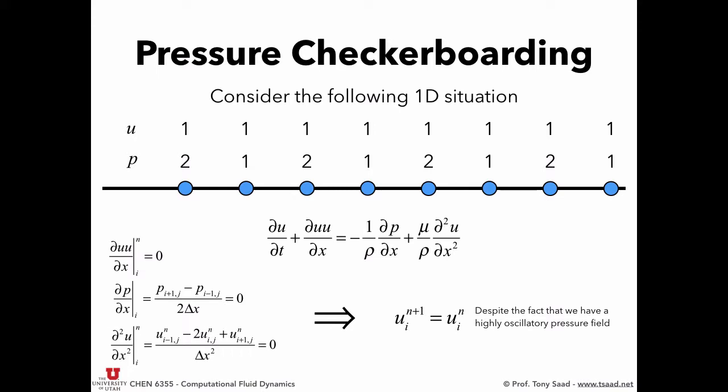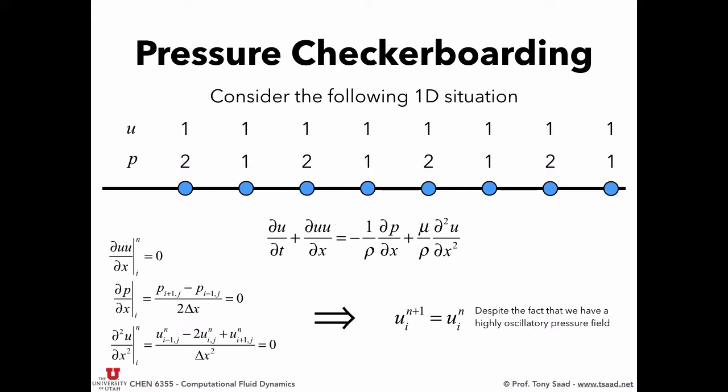So every grid point does not sense the presence of a pressure gradient, although your pressure is insane. You have oscillations, right? There's a highly oscillatory pressure, but it's not being sensed in the pressure gradient. So what this means, if you plug the numbers, is that your velocity is going to remain the same at all times. U n plus 1 is always going to be equal to u n because there's no pressure gradient. Even after you solve the Poisson equation, it's all going to be 0. It's not going to make any difference, okay?